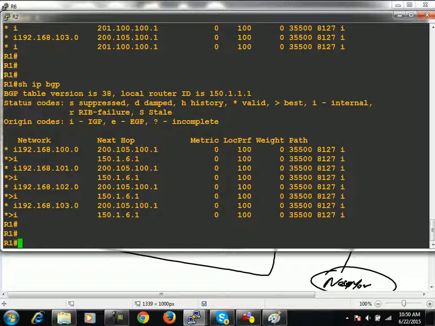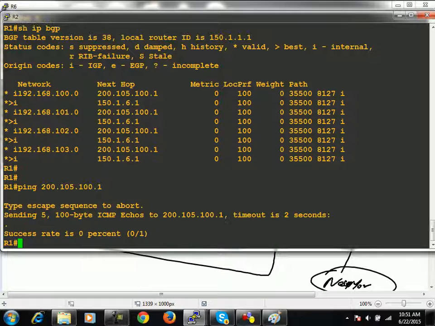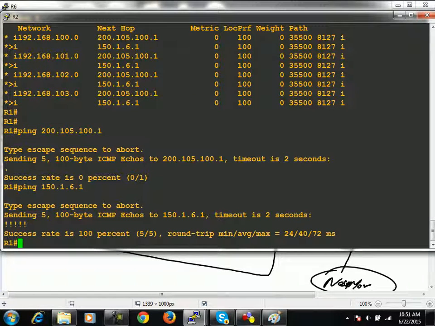So what is it checking first of all? Next hop address. See, this time via R5 it's not participating in best path selection. You know why? Because its next hop address is not reachable anymore. You can also try to communicate with 200.105.100, and of course it's not reachable from here. But if you try to communicate with 150.1.6.1, it is reachable via OSPF, because internally I am running OSPF and this is the loopback address of R6. I have configured BGP peering between R1, R5 and R6 using their loopback addresses only, right?